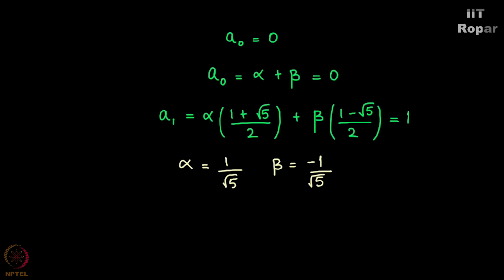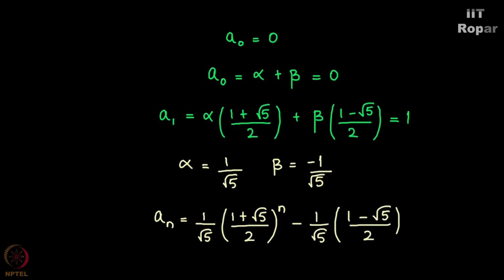Now I have a complete solution for my AN. Just plug these alpha and beta there, and you will get AN is equal to 1 over root 5 times 1 plus root 5 by 2 whole to the n minus 1 over root 5 into 1 minus root 5 by 2 whole to the n.